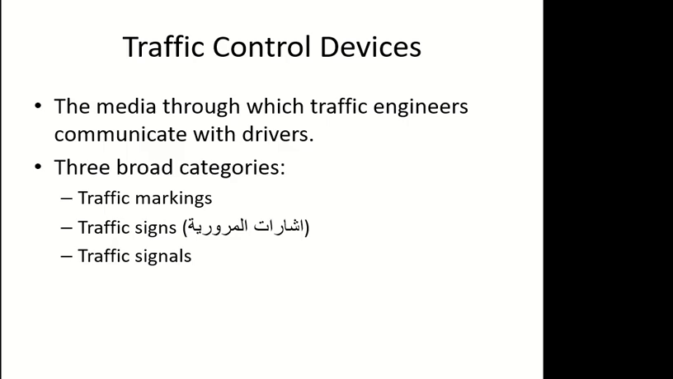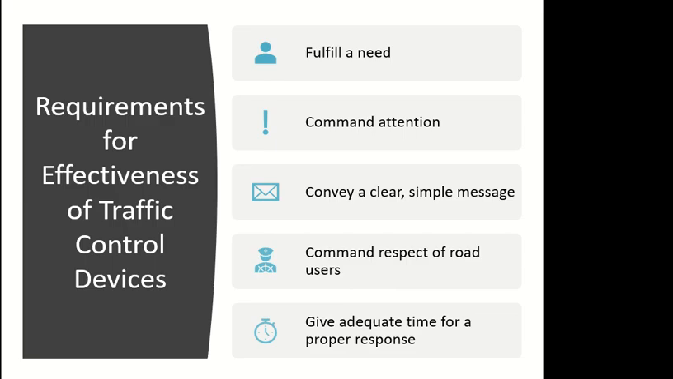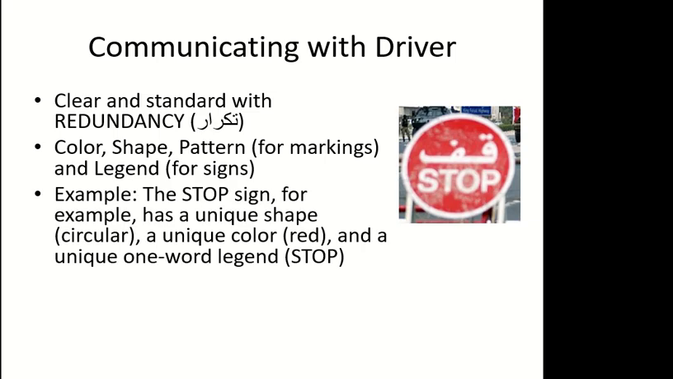Okay. So traffic control devices are traffic markings, signs, and signals. This is the manual we follow. This is what the manual covers. These are the requirements of a good traffic control device. An important principle in communicating or designing a traffic control device is redundancy.